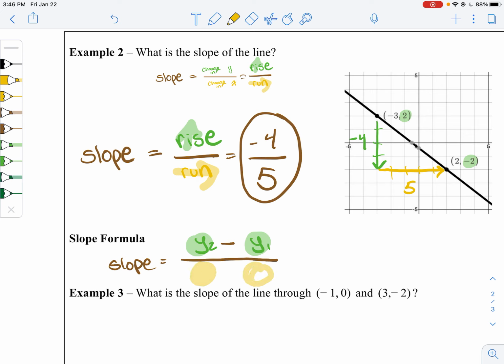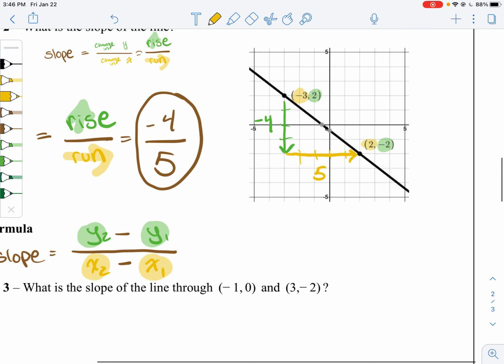And then the same process applies. We need to find, okay, what is the difference? Remember, minus means difference. What is the difference between these two x's? So figure out, what is 2 minus -3? So we take x2 minus x1.